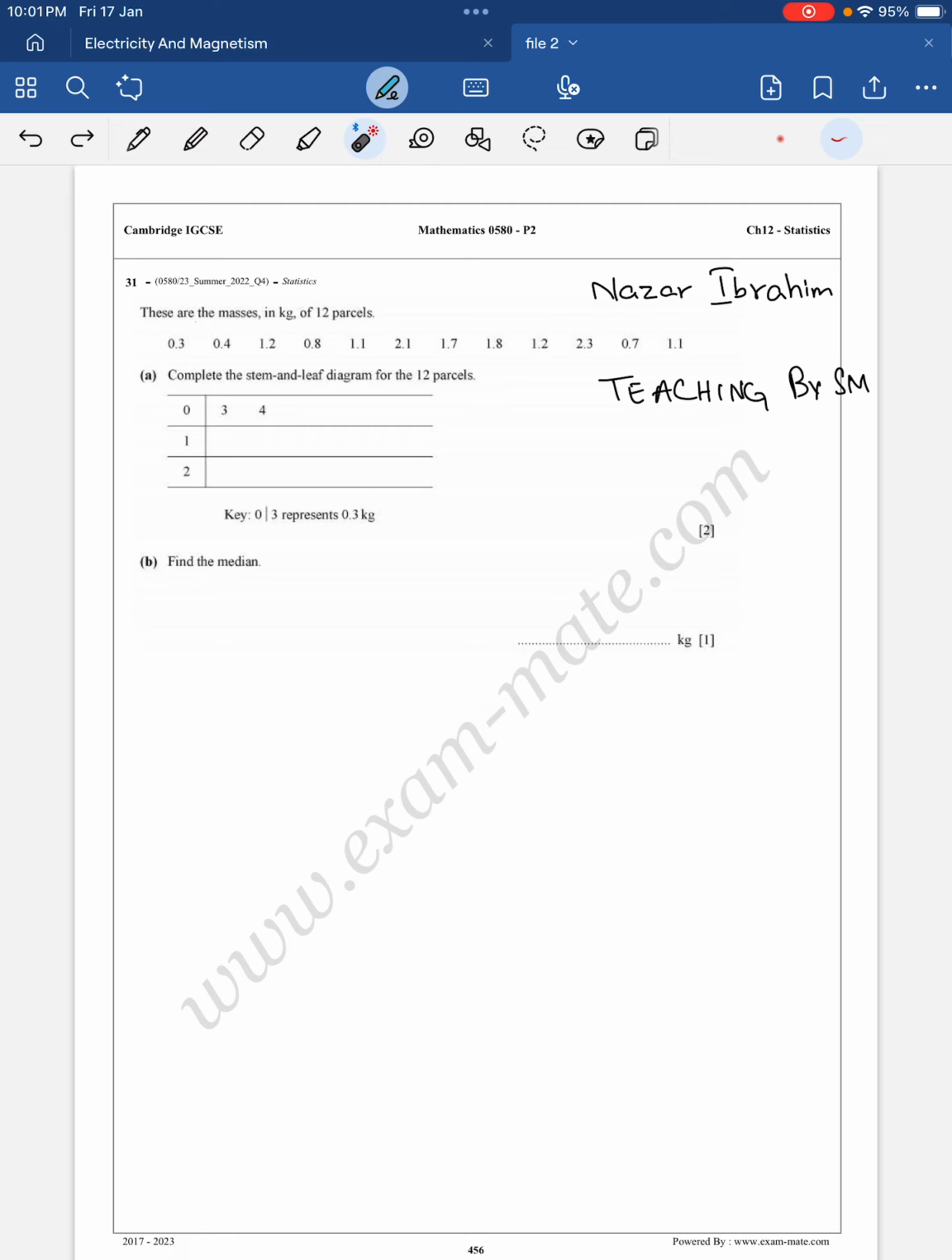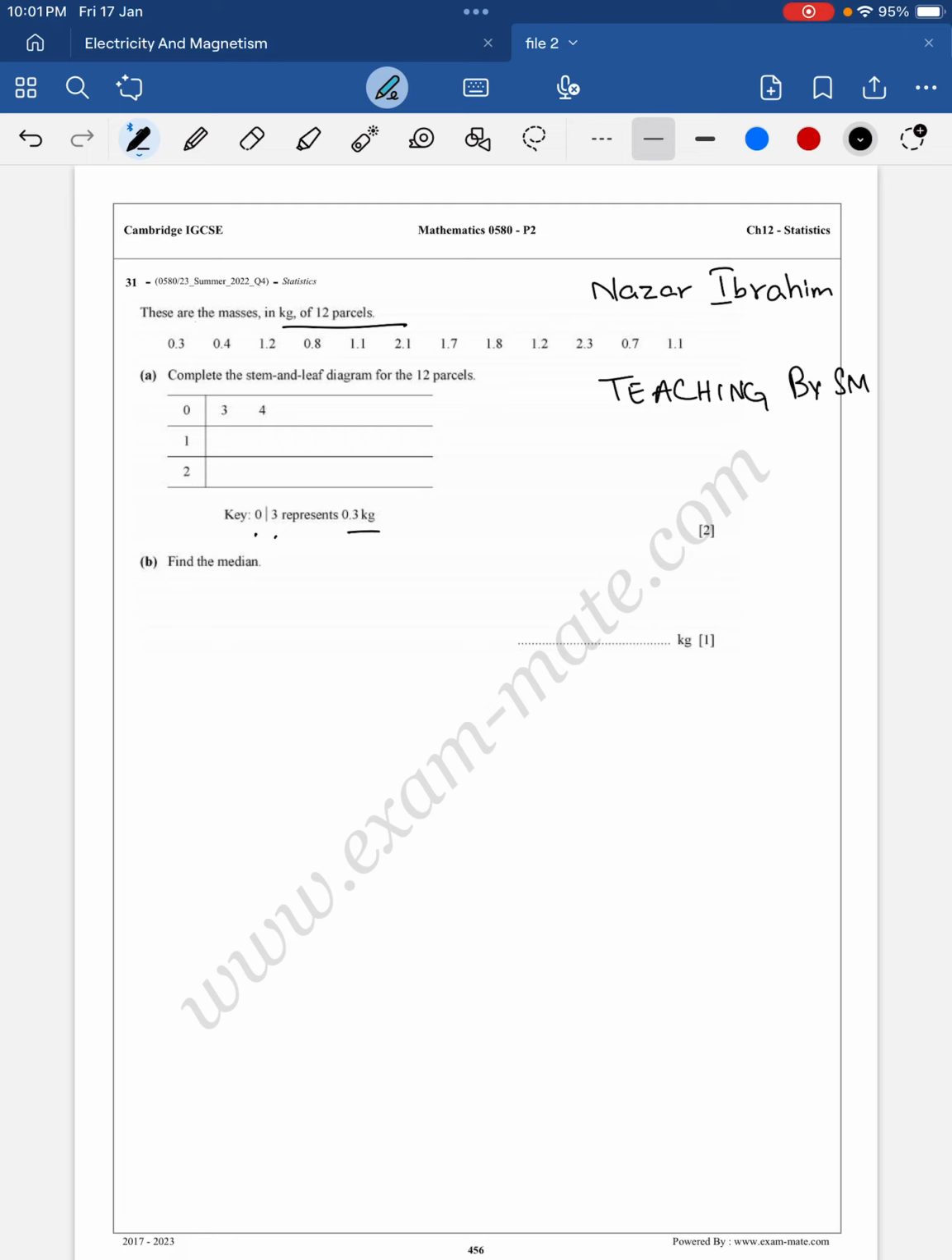Okay, so starting with the first question, that is question number 31. It's Mathematics 0580 Paper 2, statistics. Question 31: these are the masses in kg of 12 parcels. We have 12 parcels over here. Complete the stem and leaf diagram for the 12 parcels. And the key over here is 0|3 means 0.3 kg.